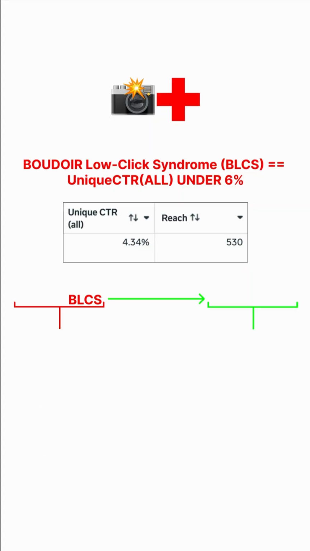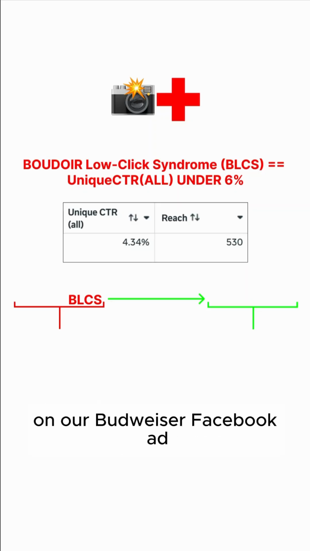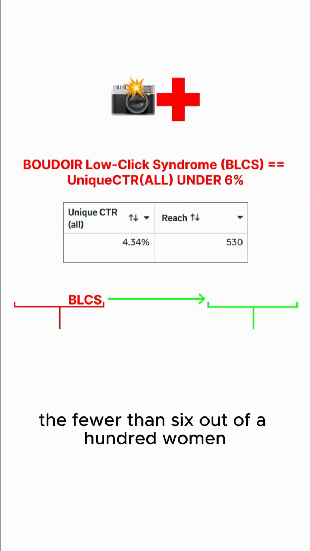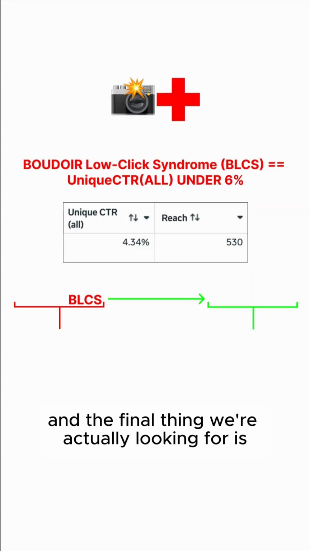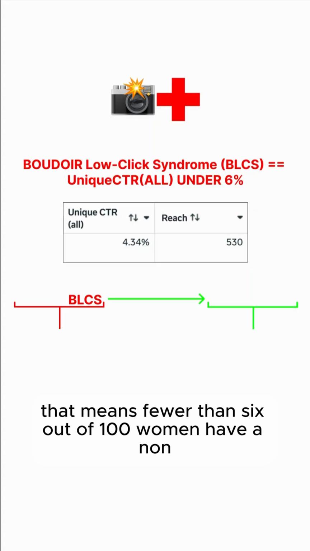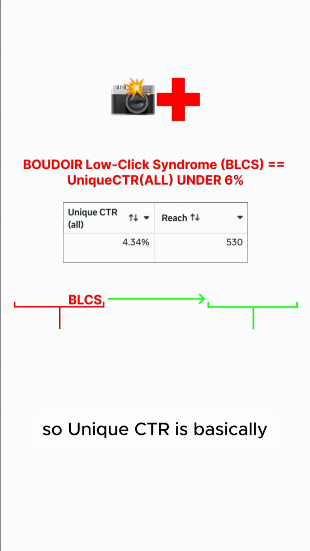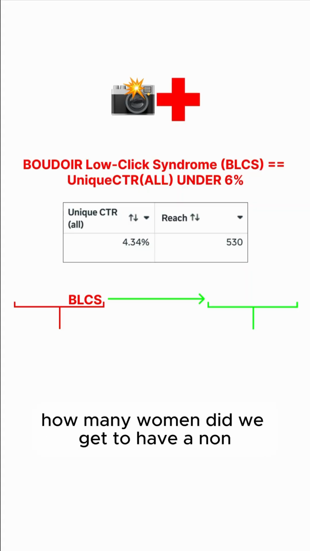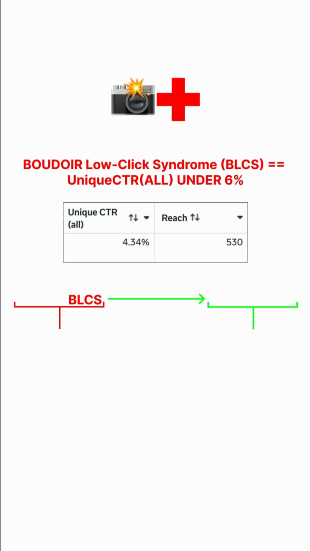6%. Now, this means fewer than 6 out of 100 women are clicking somewhere on our Boudoir Facebook ad, which means when they do that, if fewer than 6 out of 100 women, our ad has actually entered their brain. And the final thing we're actually looking for is that means fewer than 6 out of 100 women have a non-zero chance of buying from us. So unique CTR all is basically how many women out of 100 did we get to have a non-zero chance of buying from us. That's literally what it is.